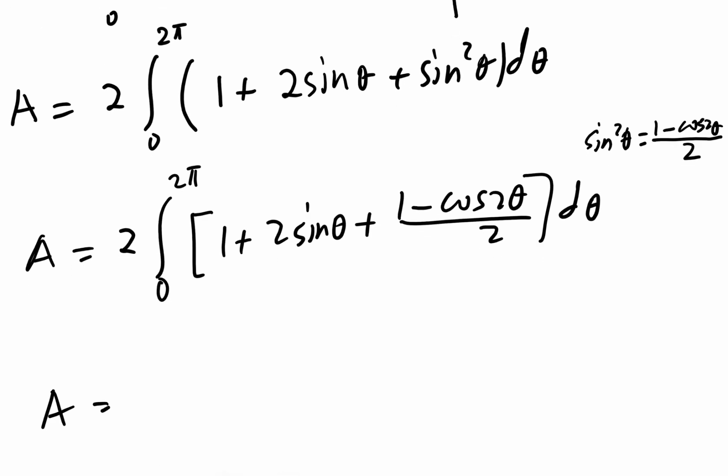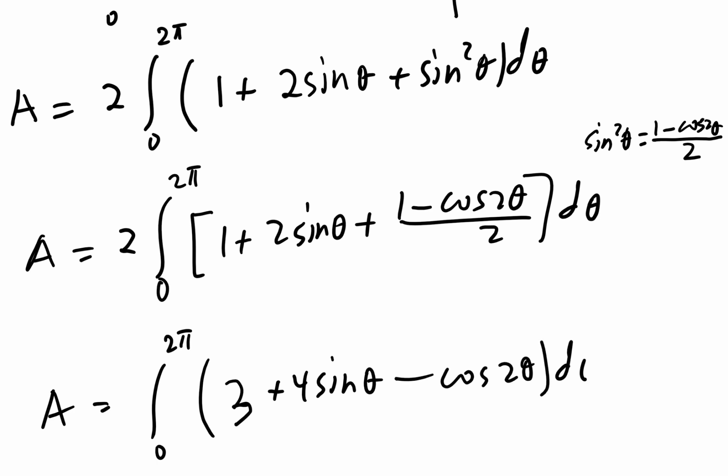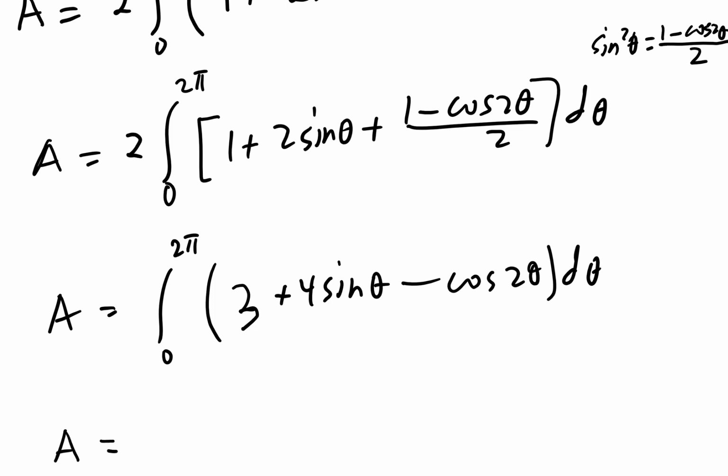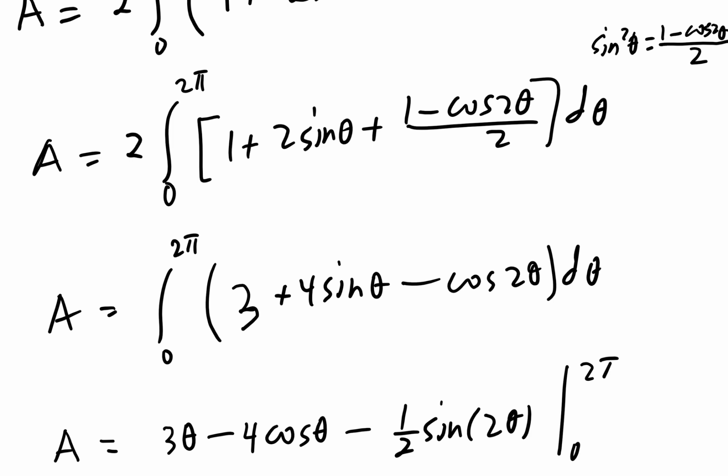A equals, if you multiply the 2 in, you would be getting 2 here plus 4 sine theta plus 1, which I can add to the other 2, becomes 3, minus the cosine 2 theta. Now I simplified everything. I need to integrate this one. Integral of 3 is 3 theta. This is negative 4 cosine theta minus 1/2 sine 2 theta from 0 to 2 pi.